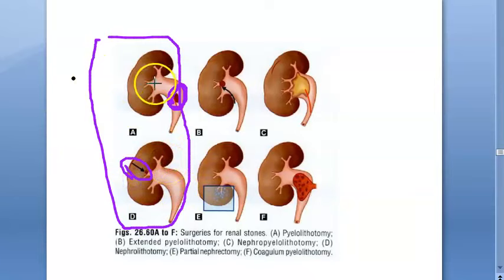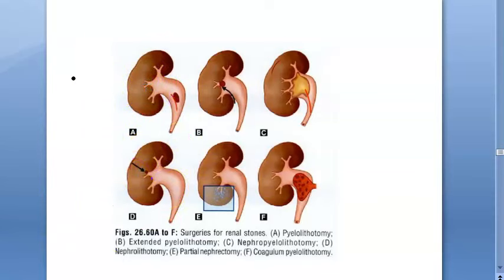Okay. So pyelo-lithotomy is where it is extra-renal pelvis. Nephro-lithotomy is when there is intra-renal pelvis. The stone has to be taken out through the kidney parenchyma. Okay.